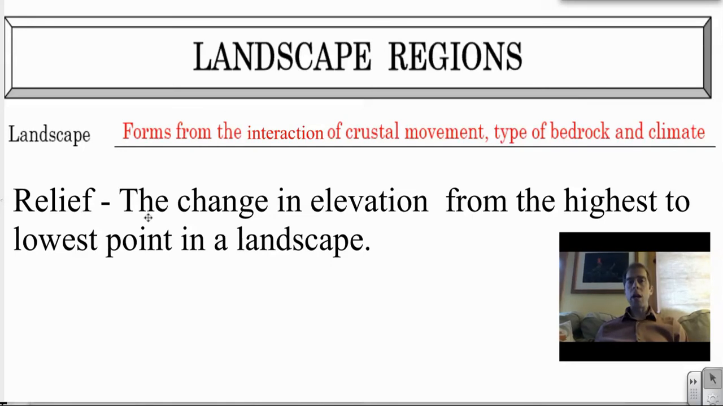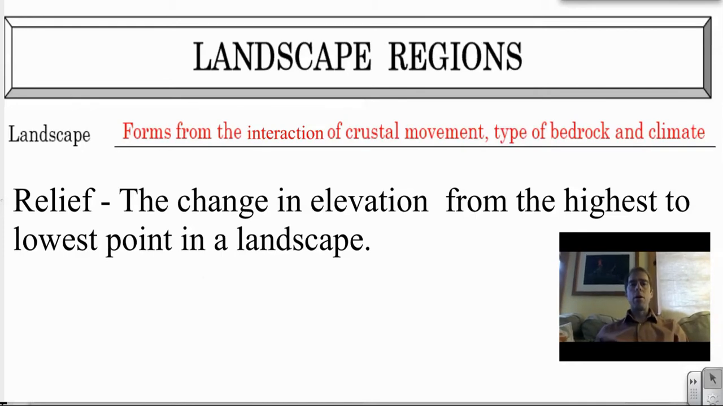Relief is the change from the highest elevation to the lowest point. So if something has a big relief, it has a big change from the highest point to the lowest point. If there's not much relief, there's not much change from the highest point to the lowest point, so it's going to be fairly flat in that landscape. And I'll talk about relief a little bit more when we're looking at the examples here.